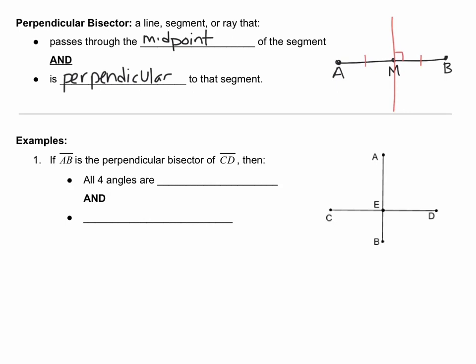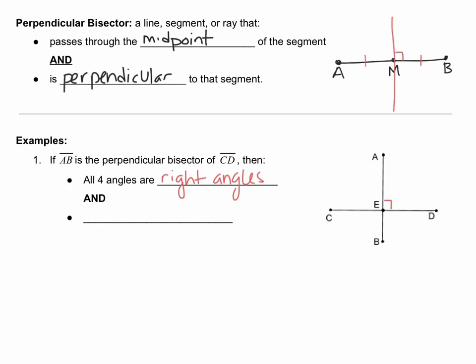Let's take a look at this first example. I have AB as the perpendicular bisector of segment CD, and we need to figure out what this tells us. First of all, since it's perpendicular, that tells us that all four angles are going to be right angles. And I want to show that on my diagram, so I'm going to draw that small square in the corner to show that all those angles are right angles.